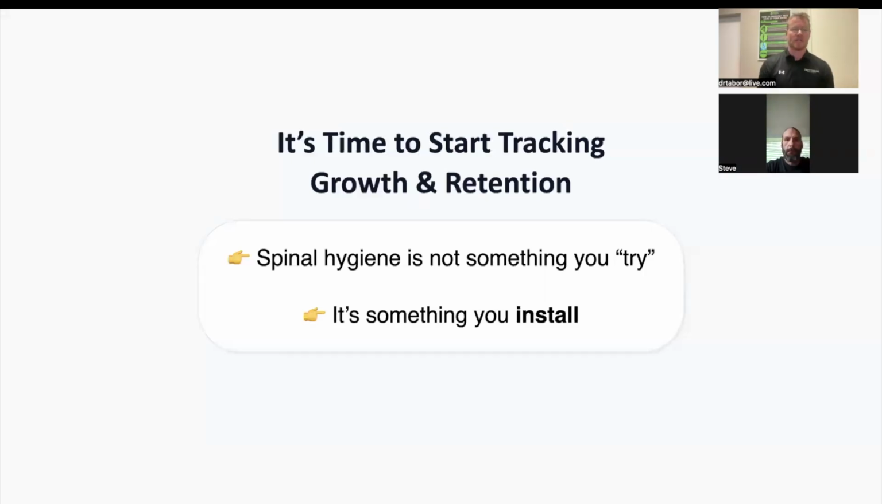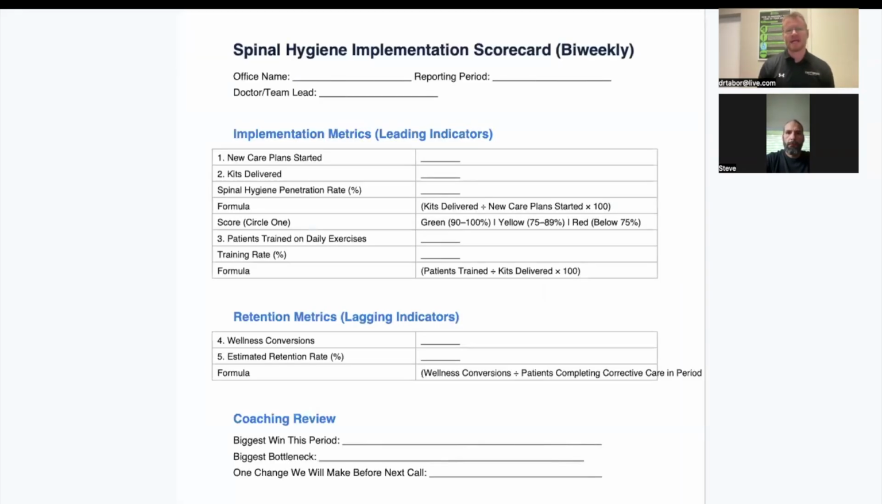So I want to introduce a new concept that we're going to start sharing at each coaching session. I want you to start tracking in your offices. It's time to start tracking our growth and our retention because spinal hygiene is not something you try, it's something that you install. So I created the spinal hygiene implementation scorecard. And it's super simple. All you're going to do is track this every 2 weeks. You'll fill in the blanks right here on your scorecard. Watch this. This is going to show you how spinal hygiene improves retention and what we focus on grows.